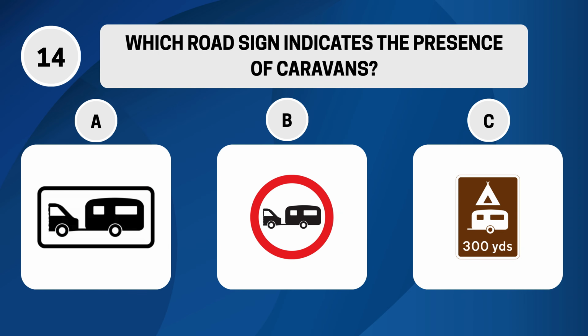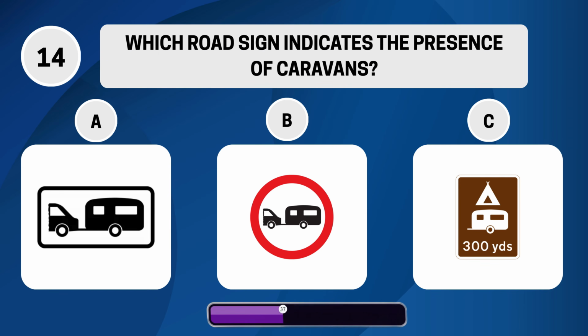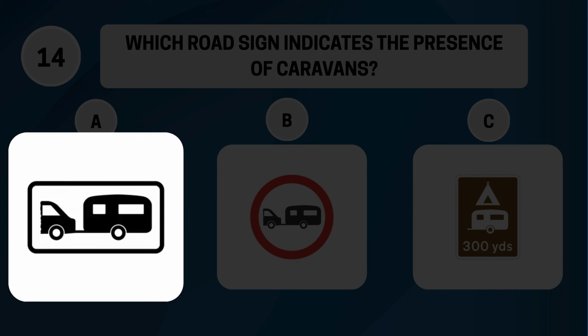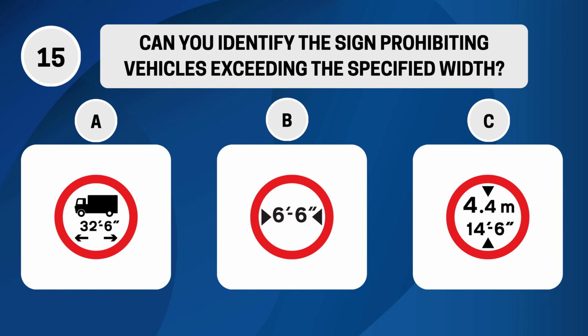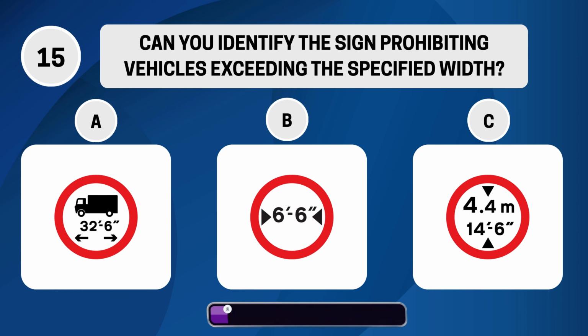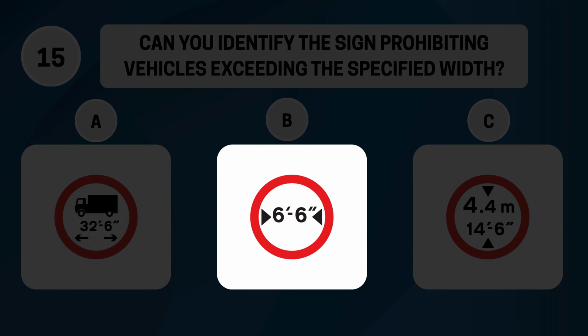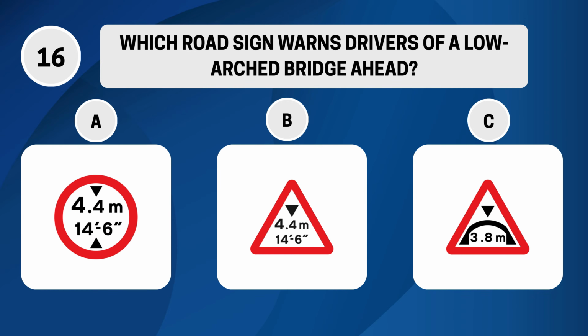Which road sign indicates the presence of caravans? Can you identify the sign prohibiting vehicles exceeding the specified width? Which road sign warns drivers of a low arched bridge ahead?